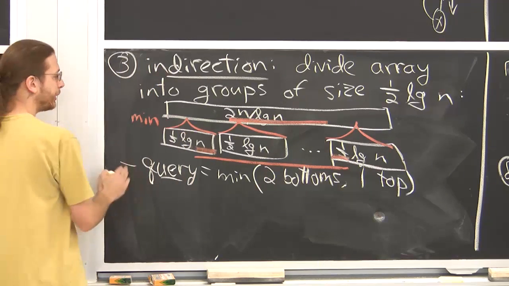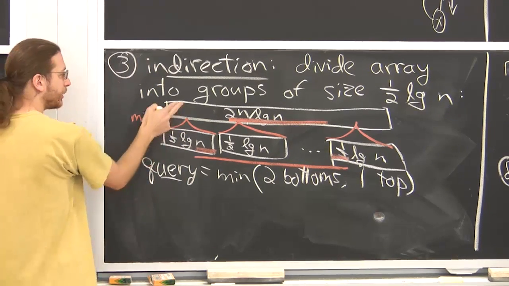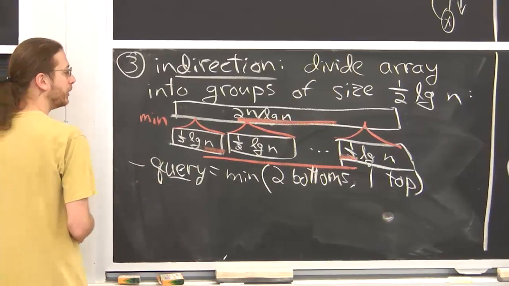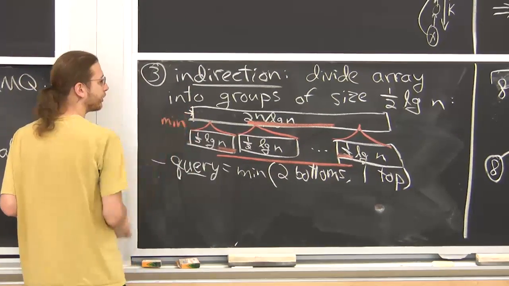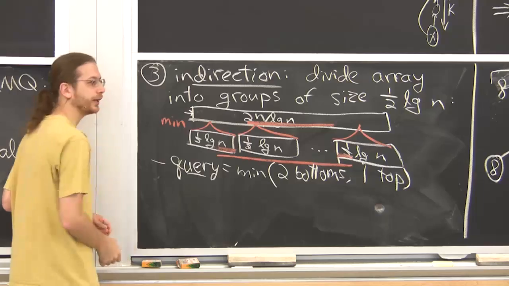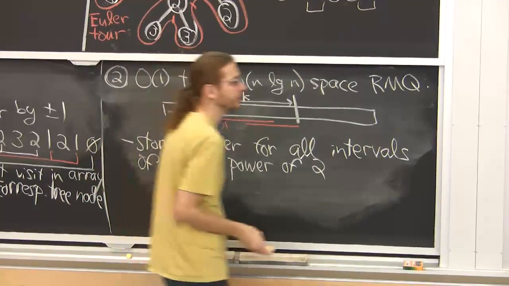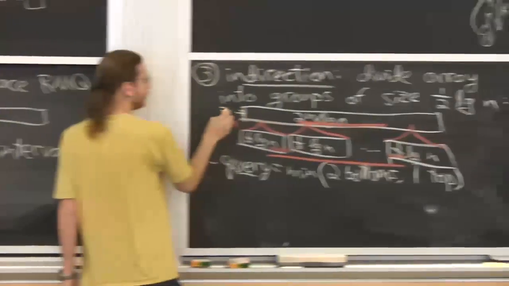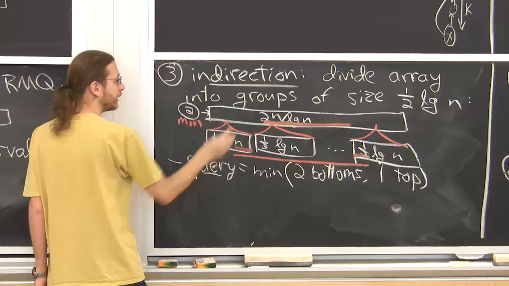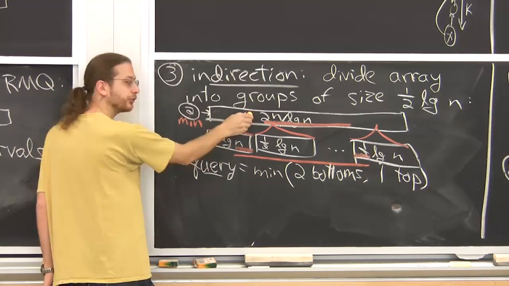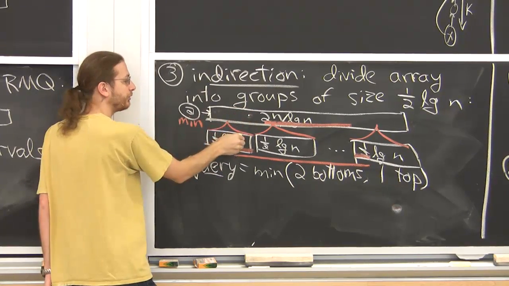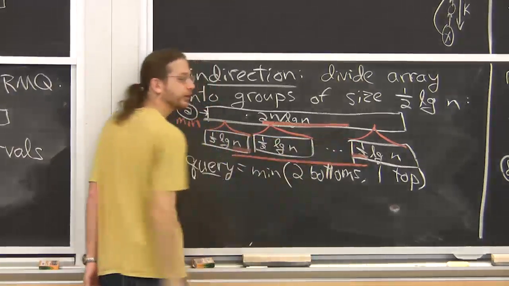Clear? So it would be constant time if I can do bottom in constant time, if I can do top in constant time. But the big win is that this top structure only has to store n over log n items. So I can afford an n log n space data structure because the logs cancel. So I'm going to use structure 2 for the top. That will give me constant time up here, linear space. So all that's left is to solve the bottoms individually.